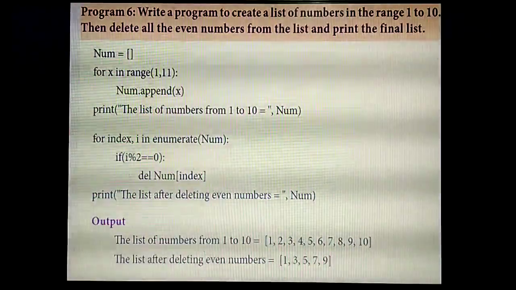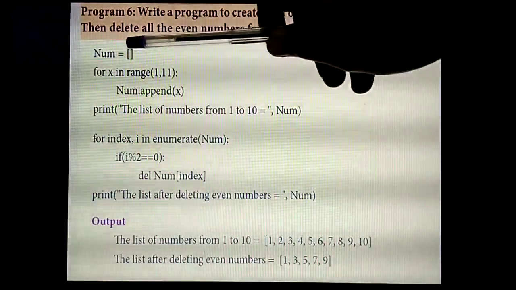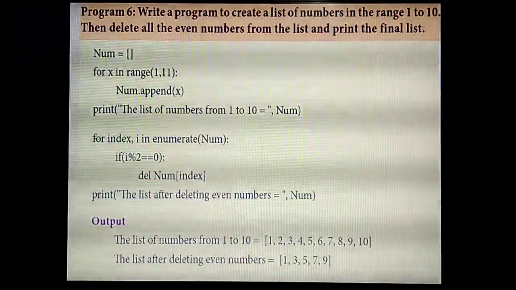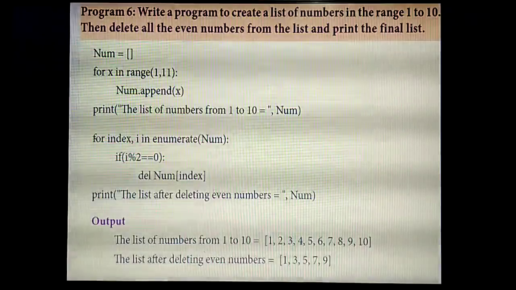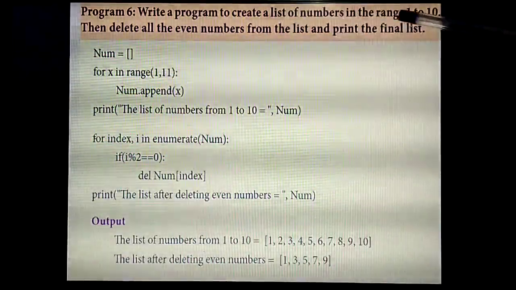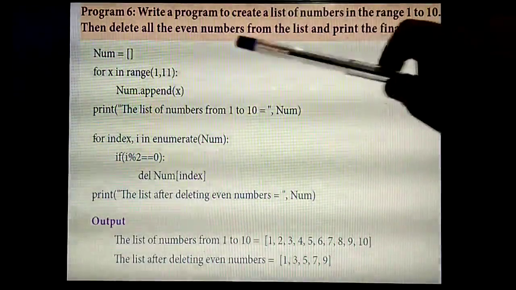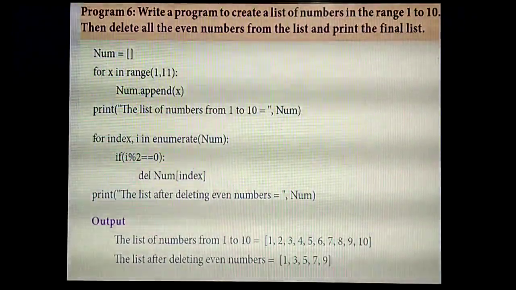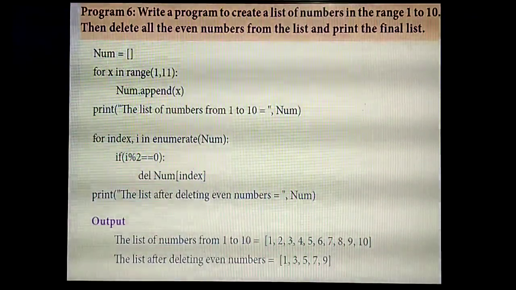So listen, for that, first you are creating an empty list. What is the name of the list? Num. Next you are going to create numbers from range 1 to 10. So for 1 to 10, you need to give 1, 11, because the last number is always minus 1. 11 minus 1 is 10, isn't it?